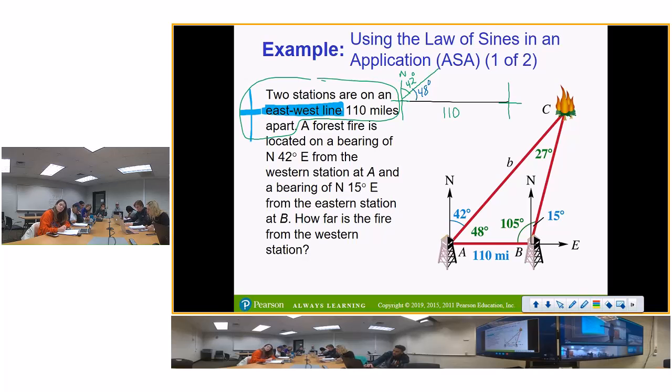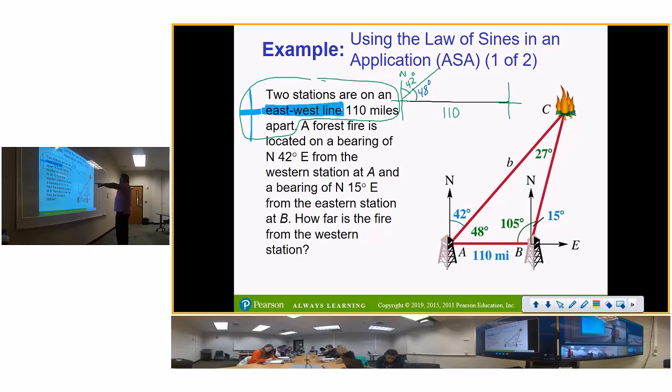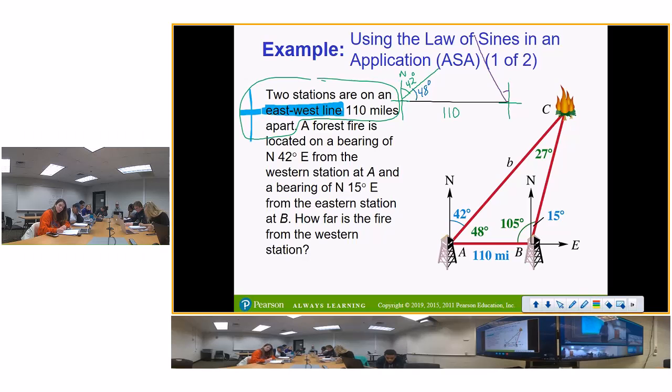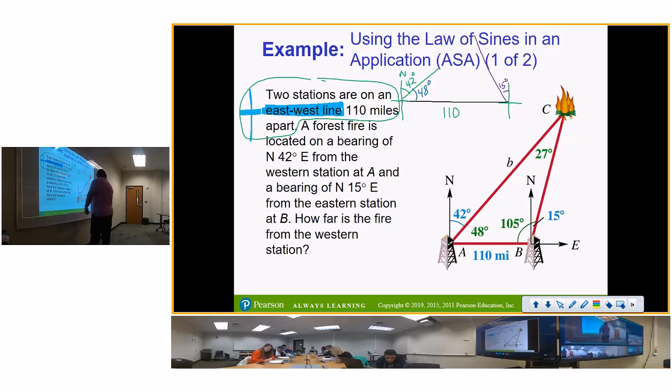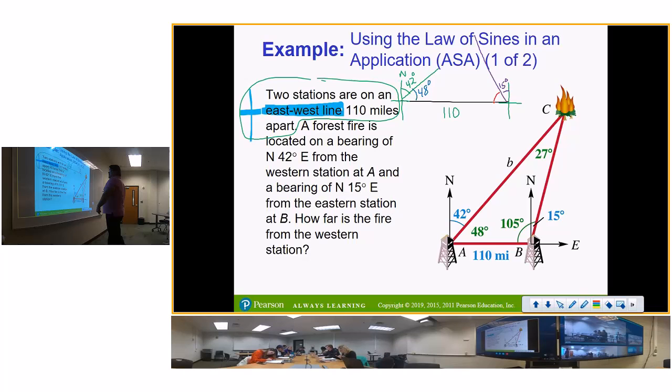And a bearing of 15 degrees east. I'm going to take another color. 15 degrees east would be right there. So if that's 15 degrees, what is this angle right here? I'm running out of colors. I don't like to use red. I hate to use red. So what's this angle? Is that going the right direction? Did I not?